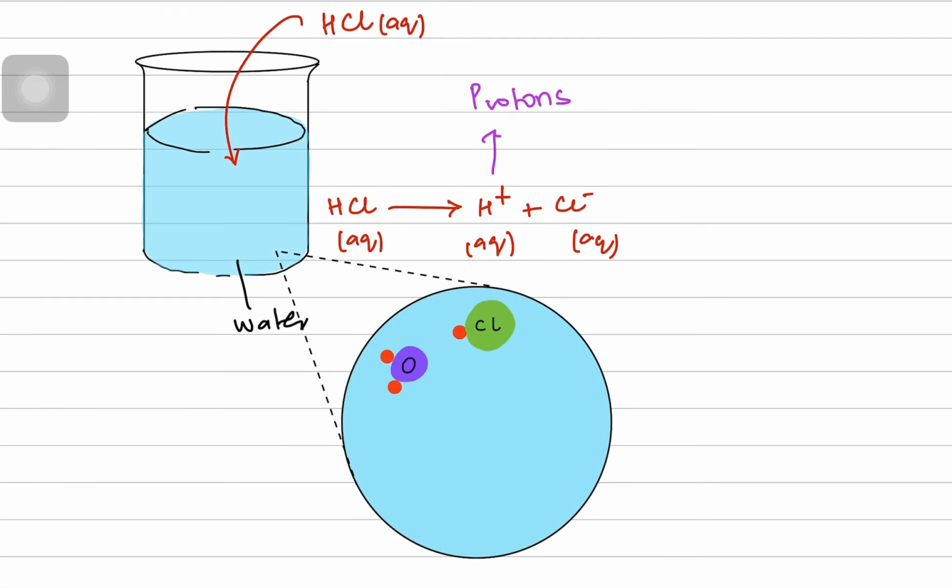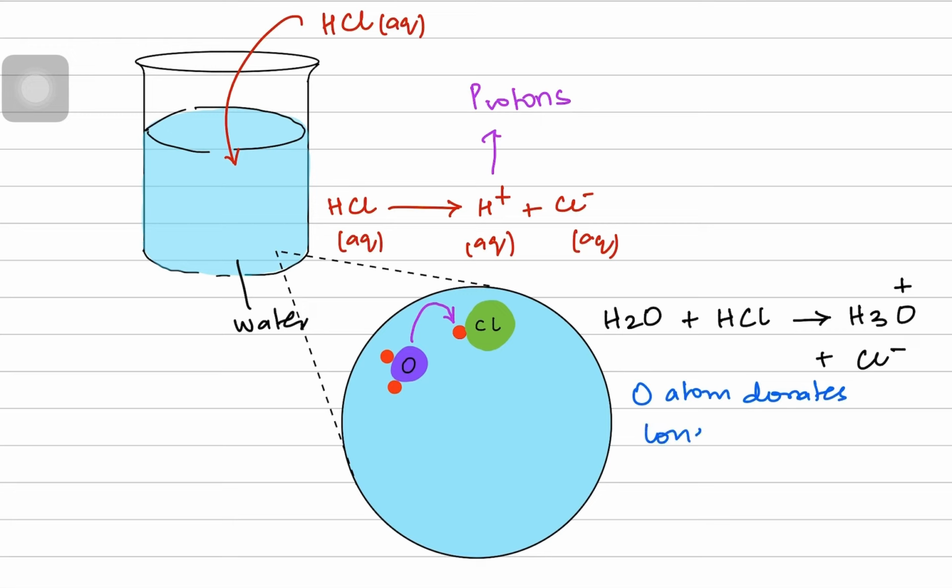The water molecule and the HCl have their own interaction. What happens is that oxygen donates an electron pair to the hydrogen atom within HCl. The oxygen tries to accept H plus and Cl tries to donate it. The water will convert into H3O plus and the Cl will be left as a chloride ion. The oxygen atom donates a lone pair, or you can say electron pair, that is a dative bond, and at the same time it accepts the proton.